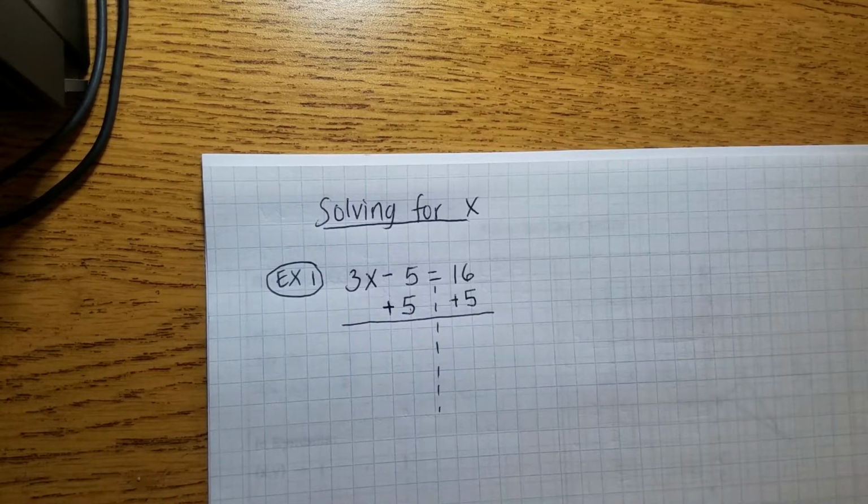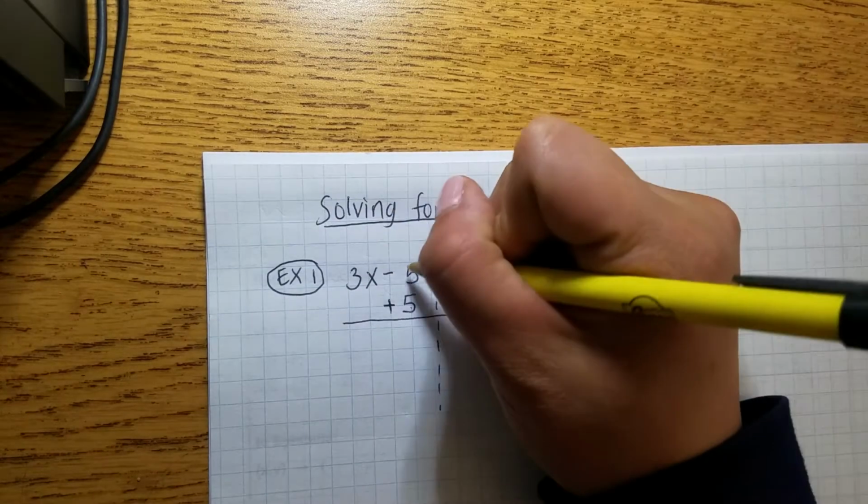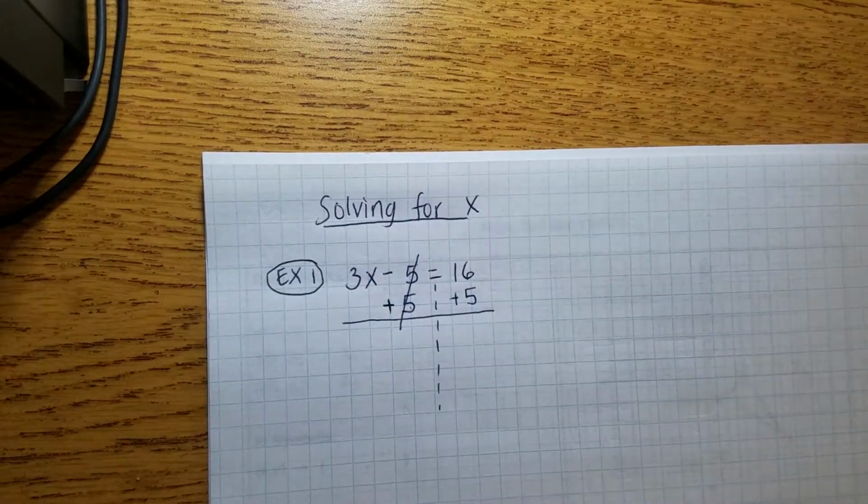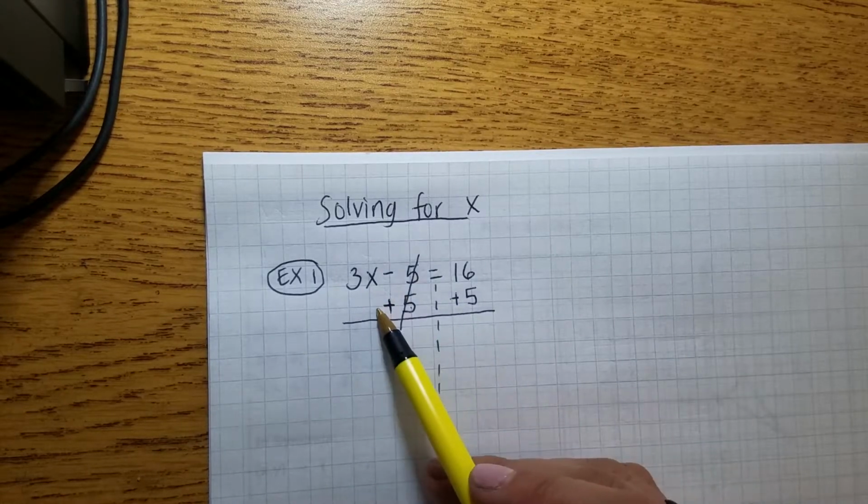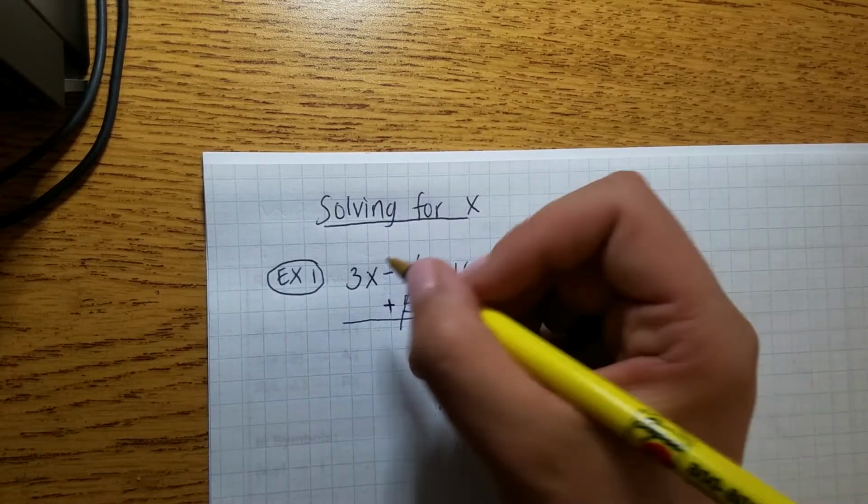Do you guys know why it cancels out? Why do they cancel? It's not a math rule. What does negative 5 plus 5 equal? 0. That's why it cancels out. Okay, 0. So if it's 0, we don't need to write it. We can cancel it out, cross it out. But what's still left over on this side? 3x.